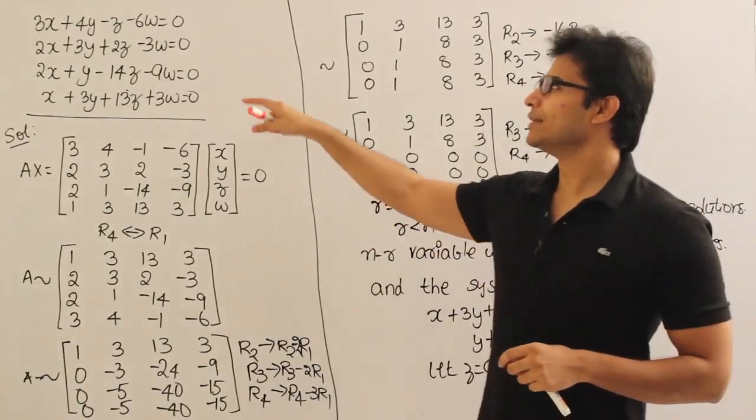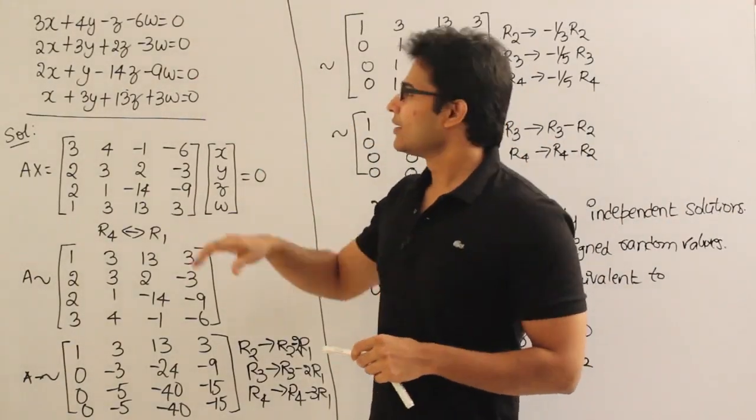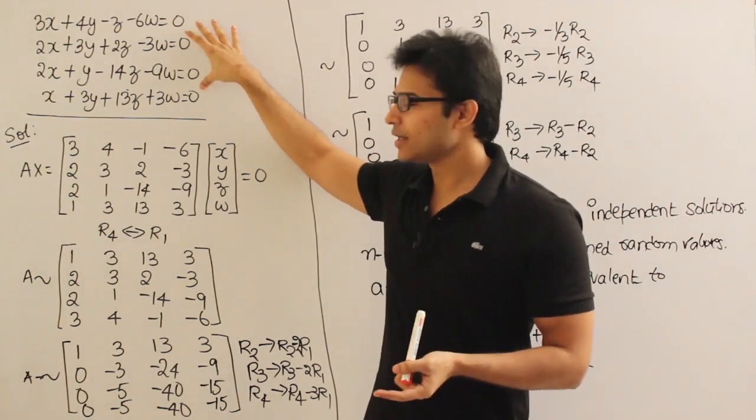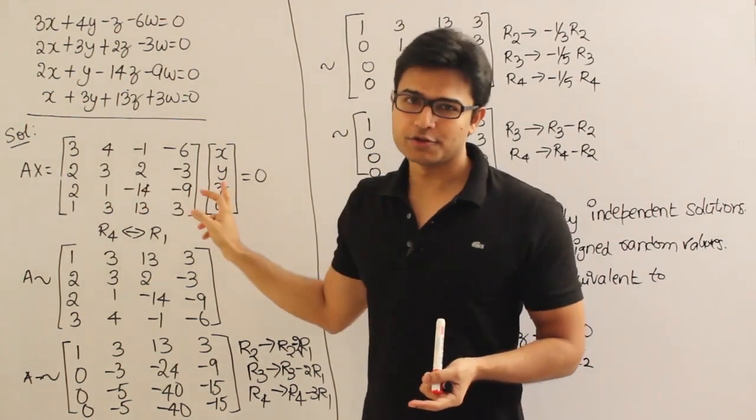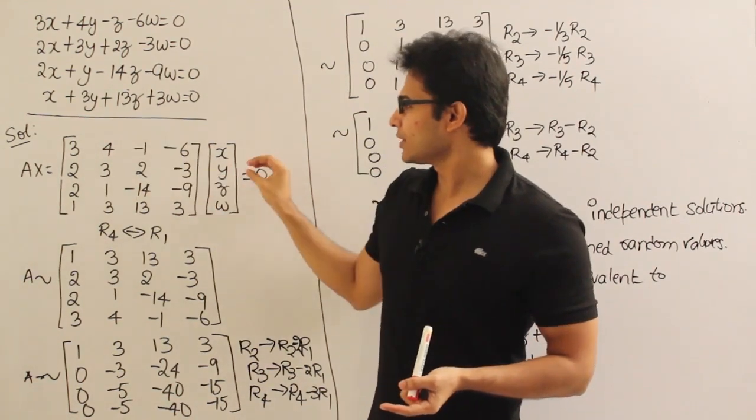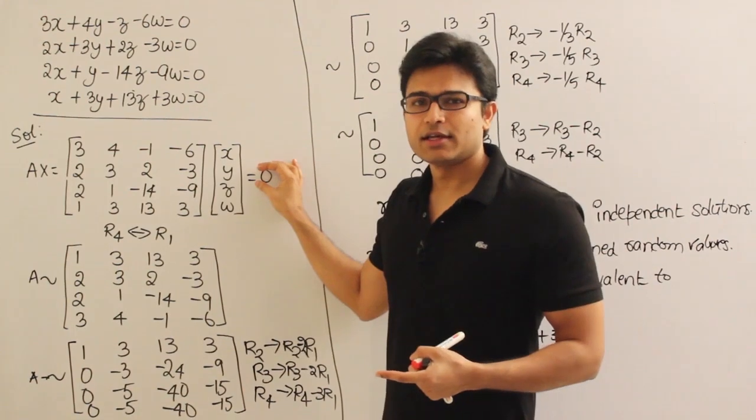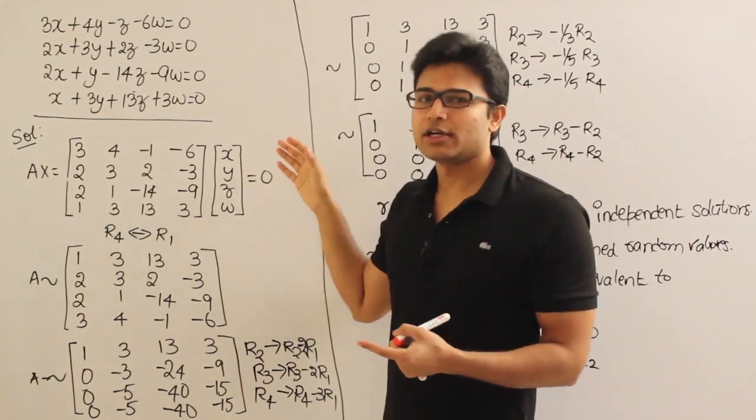Let's try to solve these linear homogeneous equations. They give us 4 equations. So what is the first step? Write them in the form of AX equal to 0. So A is this and X is 0. This is fine. And the second step is to try to get it into echelon form.